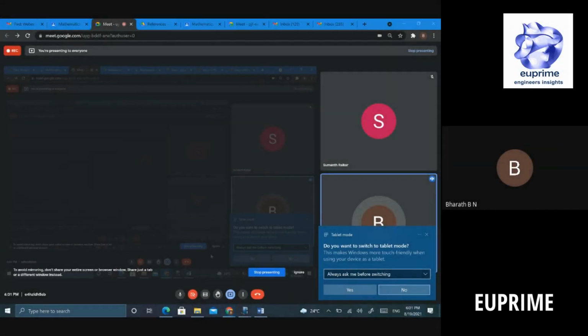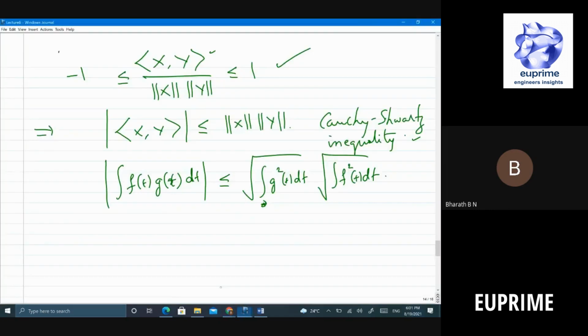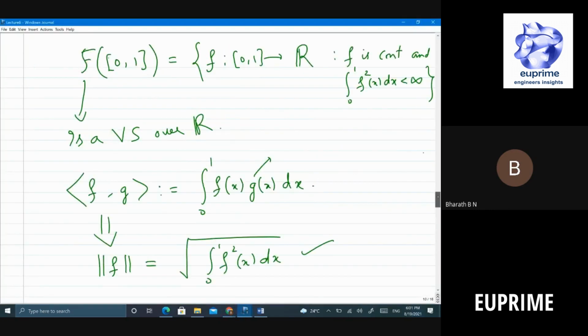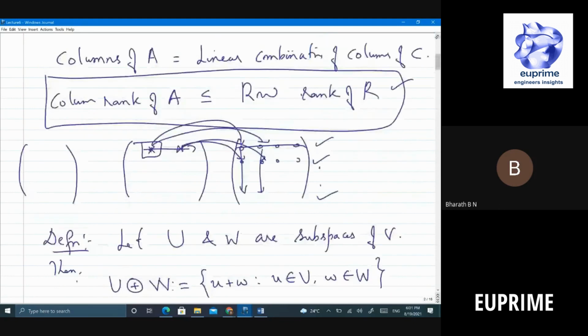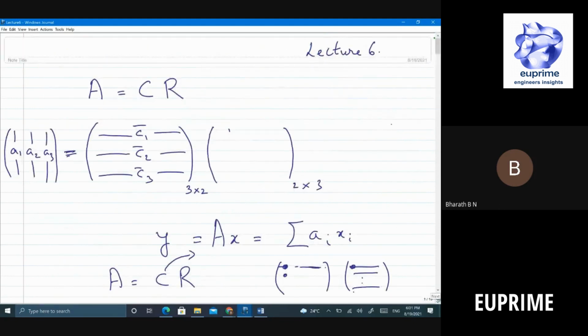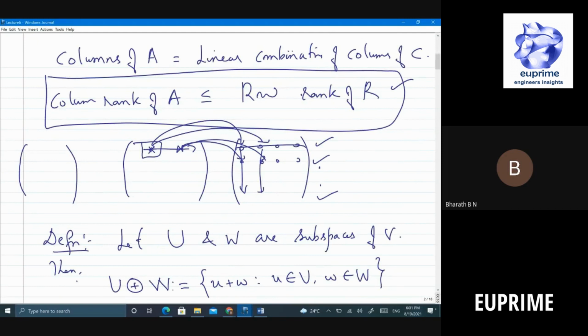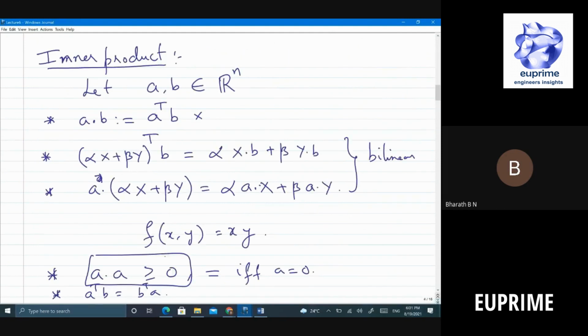Okay, so let's get started. Before that, let's go through a quick review or recap of what we did in the last class, right? So essentially, we started looking at what is called the inner product, right?